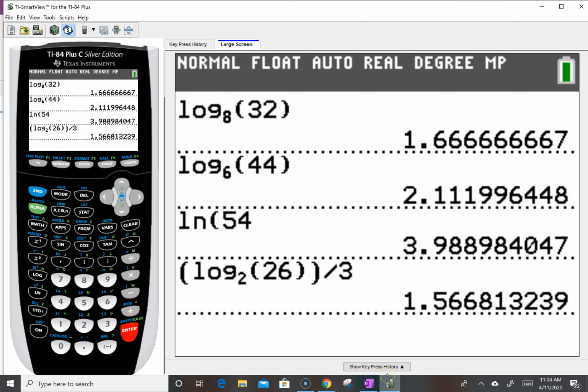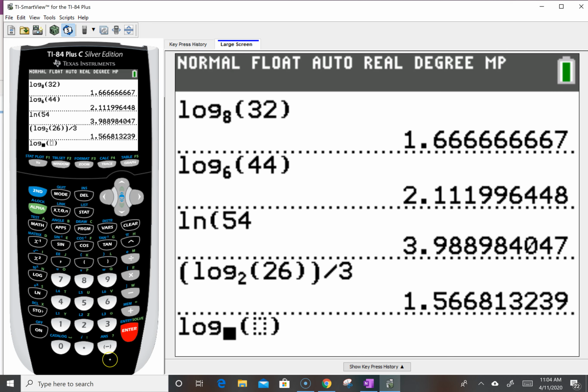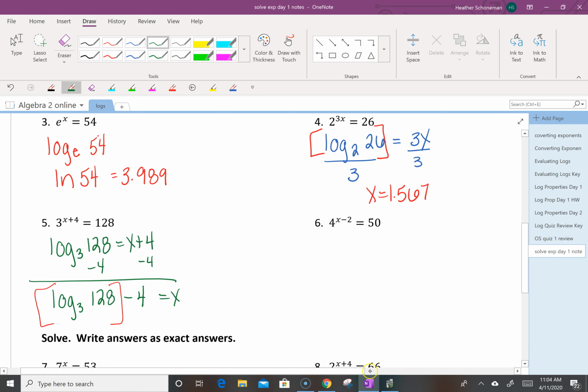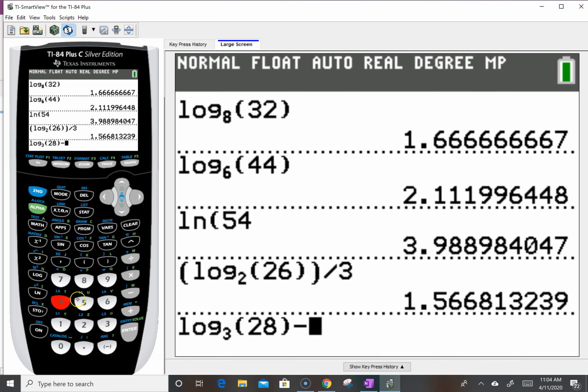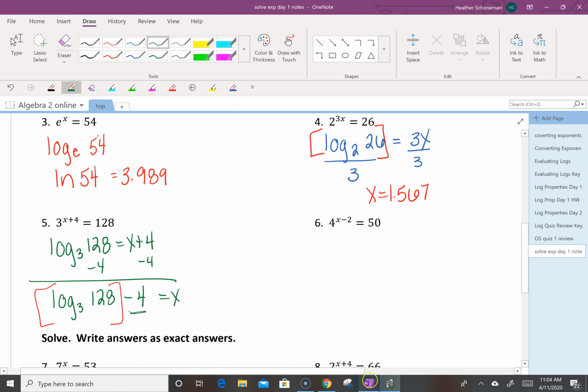So we will write log base 3 of 128. We're going to do math, and then log base 3 of 128. Scroll out of the parentheses though, that is important. And then we want minus 4. So we'll do minus 4. We get negative 0.967. Remember, we're rounding to the nearest thousandth, which is 3 decimal places today.